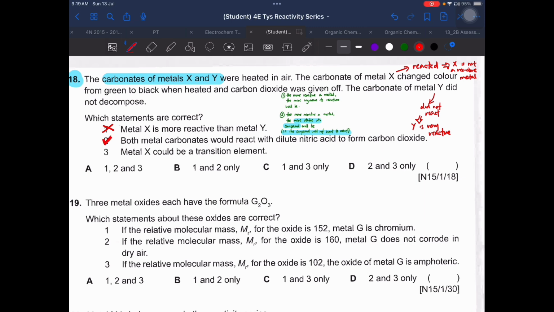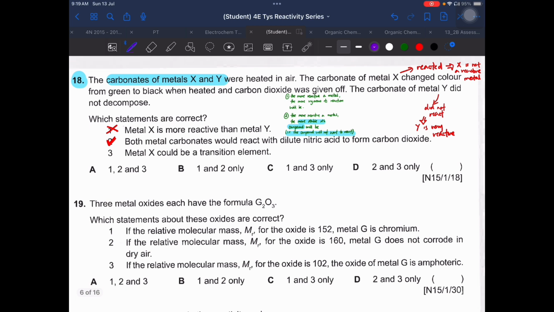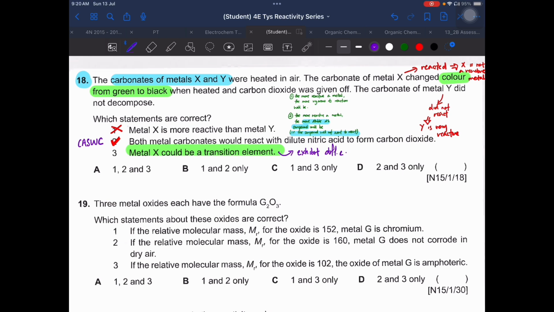Why? If you go back to your notes on acids and bases, we know that all acids react with carbonate to form salt, water, and carbon dioxide. So this is correct. Metal X could be a transition element, right? How do we know whether metal X could be a transition element or not? And the hint actually comes from this color bit, right? So we know that transition elements, or transition metals actually, have a tendency to exhibit different colors in different compounds.